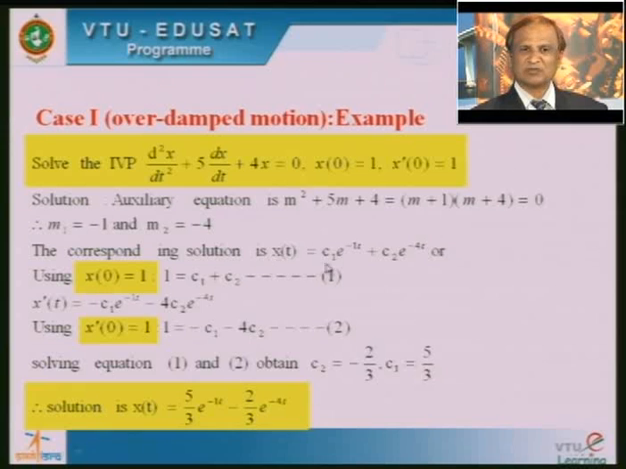I said that it is a complementary function, or you may call it a general solution, because the right hand side member is 0. No question of calculating a particular integral. Is it clear? That's why this becomes a general solution.